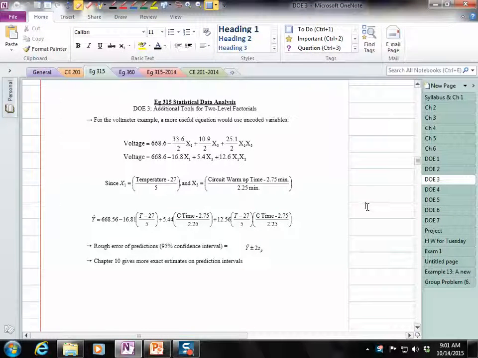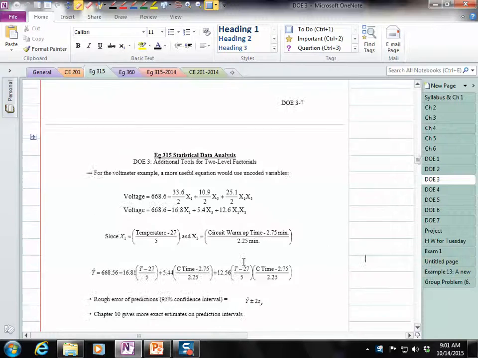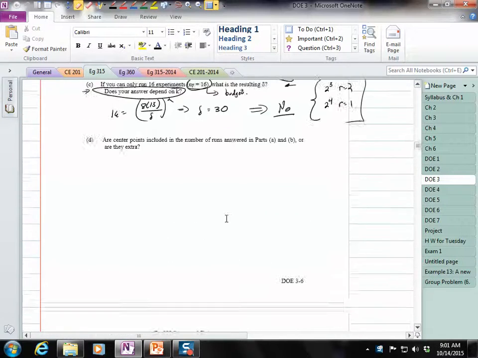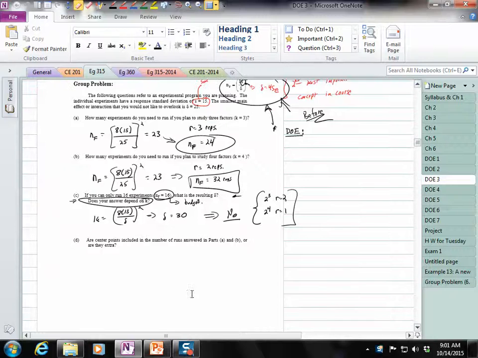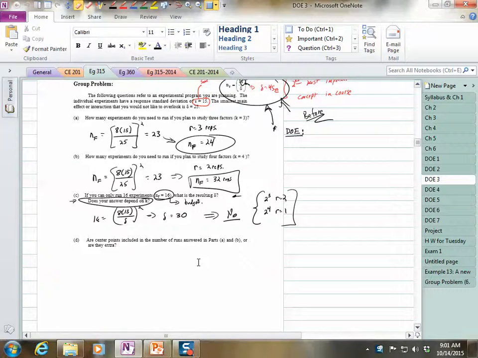All right, so we finished off last time with this group problem. We did this group problem right here, and we didn't quite finish part D because we haven't talked about center points yet. We don't even know what they are, but we'll come back and do that later.